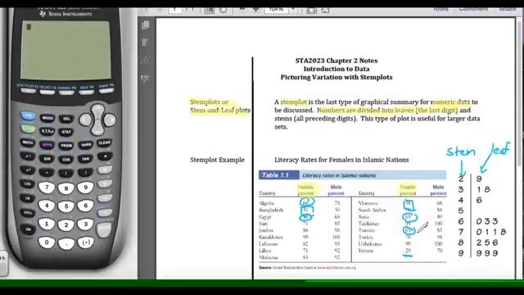Moving to the 70s, there are 4 countries. There's Iran at 71, Libya at 71, Saudi Arabia at 70, and Turkey at 78. Now notice in the stem and leaf plot, it's not 1108, but it's 0118. These are always ordered from smallest to largest. So I started with the 70%, 71, 71, 78.